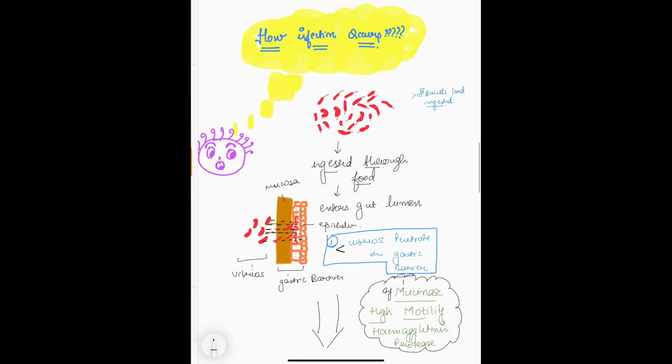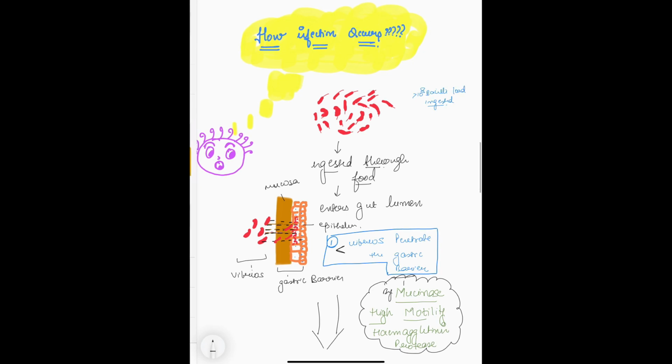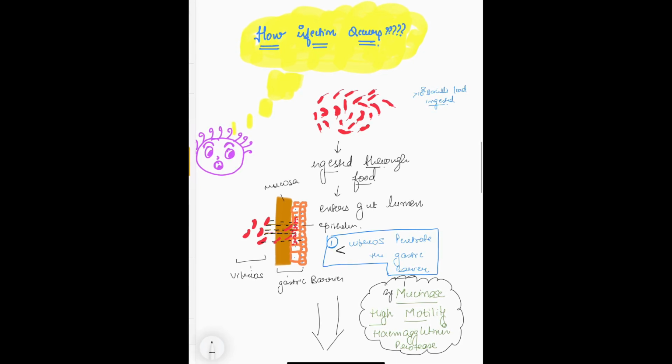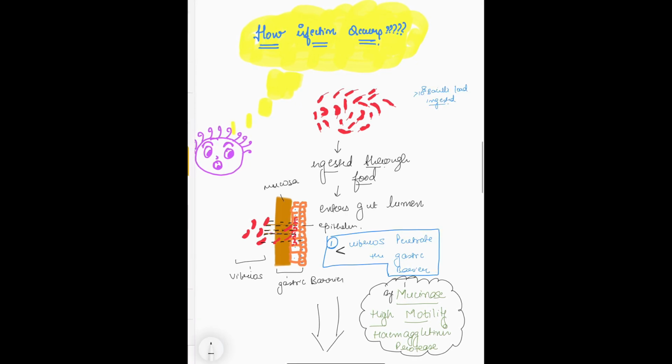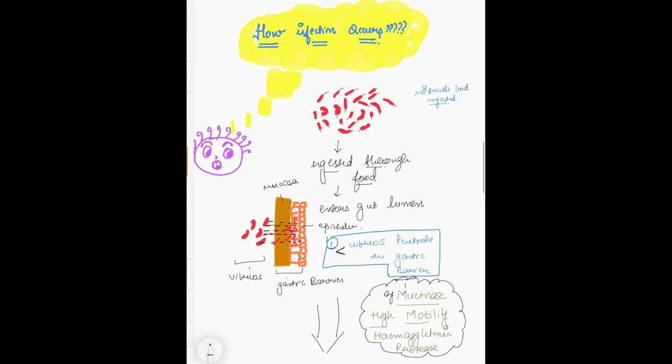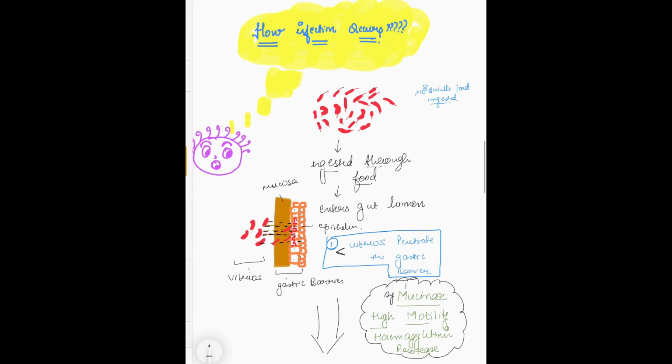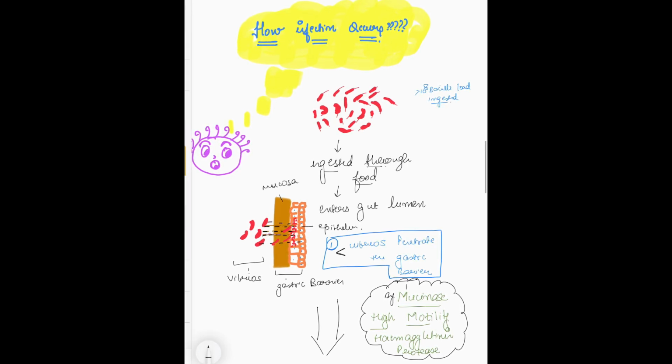How does the infection occur? When 10 raised to 8 bacilli or more are ingested, they enter the gut lumen and then cross the gastric barrier. Conditions that hamper the gastric barrier, like HIV, corticosteroids, and Helicobacter pylori infections, will enhance Vibrio cholerae colonization. So what do these bacteria do? They adhere.